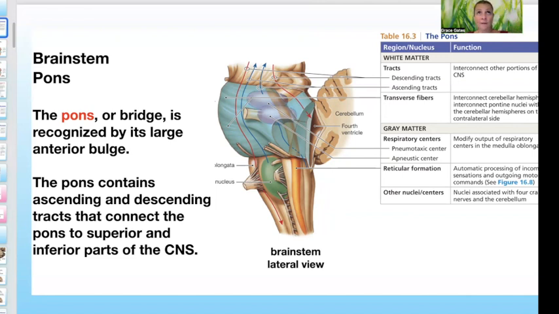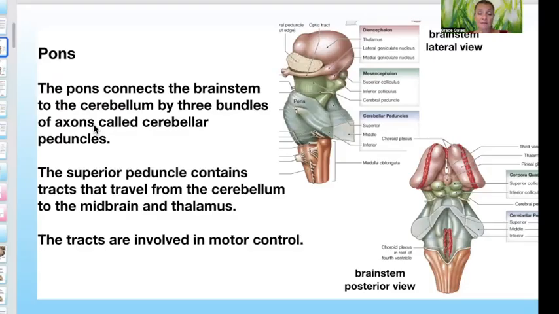All the sensory information coming from the spinal cord to the brain has to go through the brainstem, basically. So, just as in the medulla, so in the pons, there's going to be a lot of traffic going up and coming down. The pons also has the job of connecting the brainstem to the cerebellum by three bundles of axons called cerebellar peduncles.